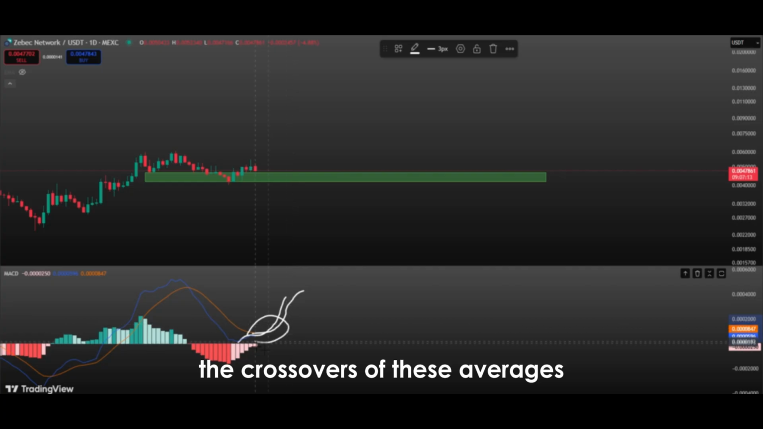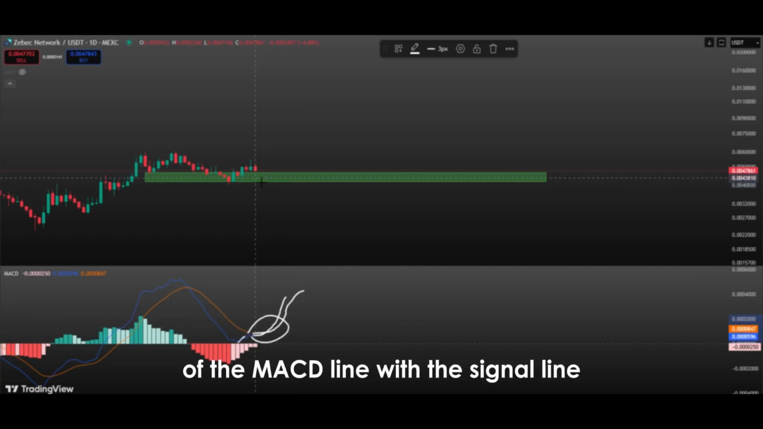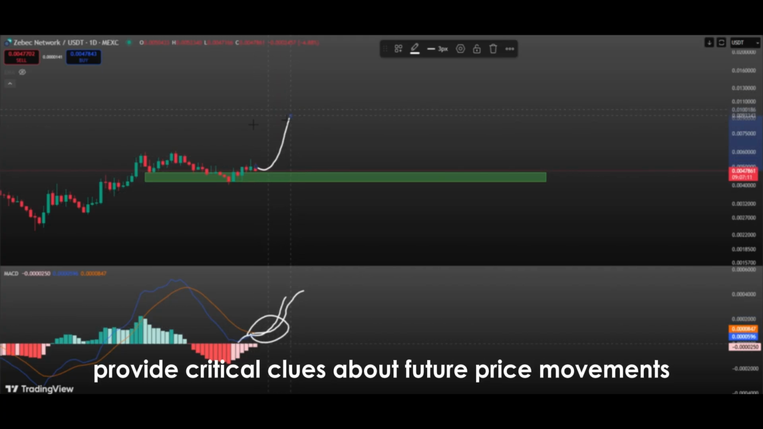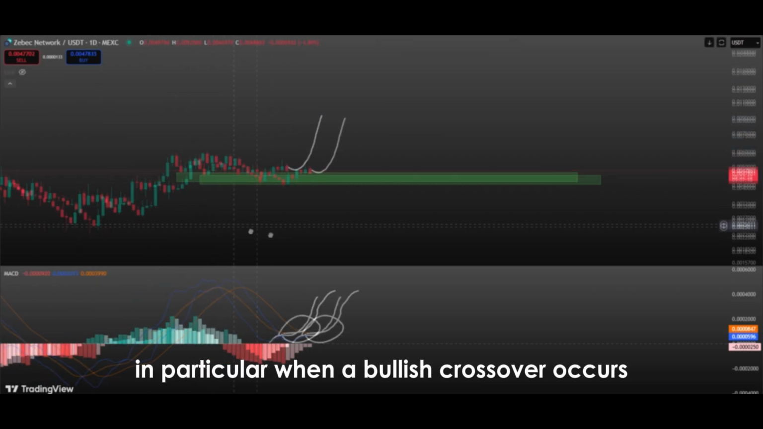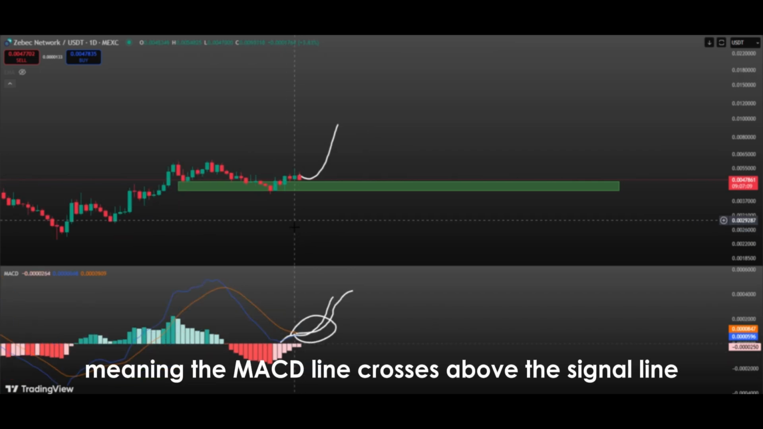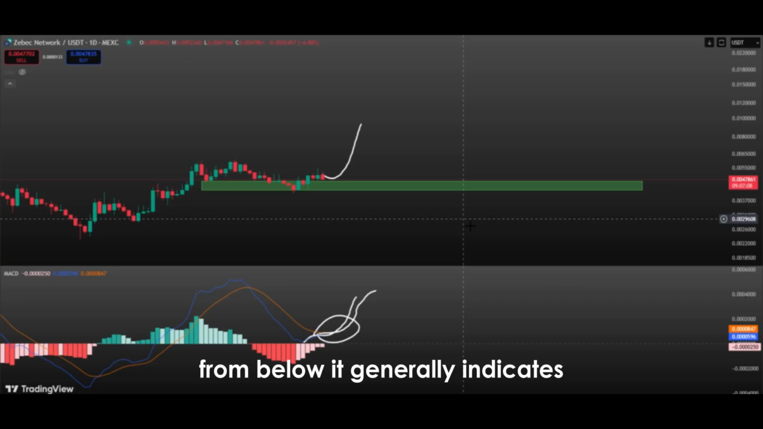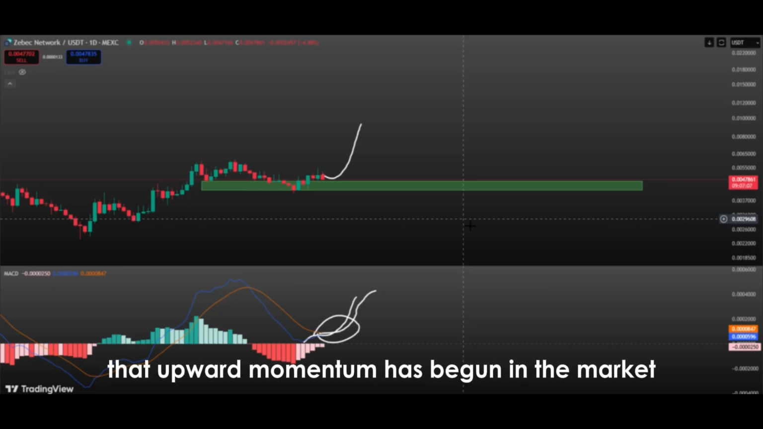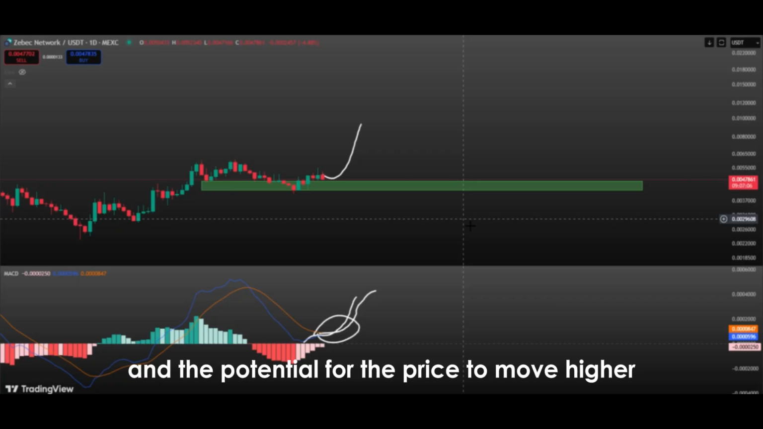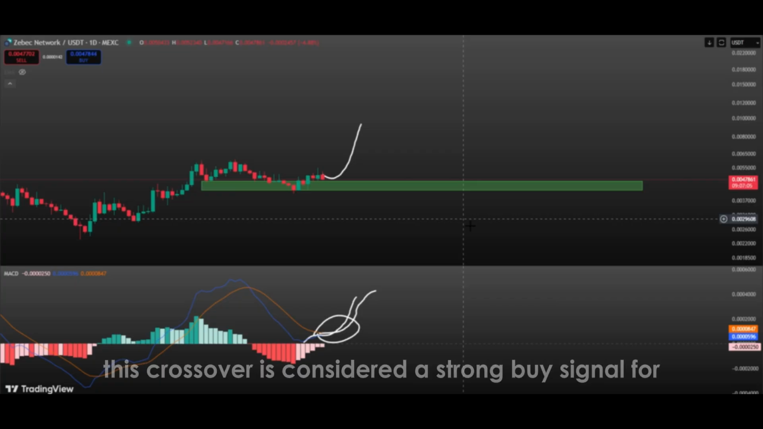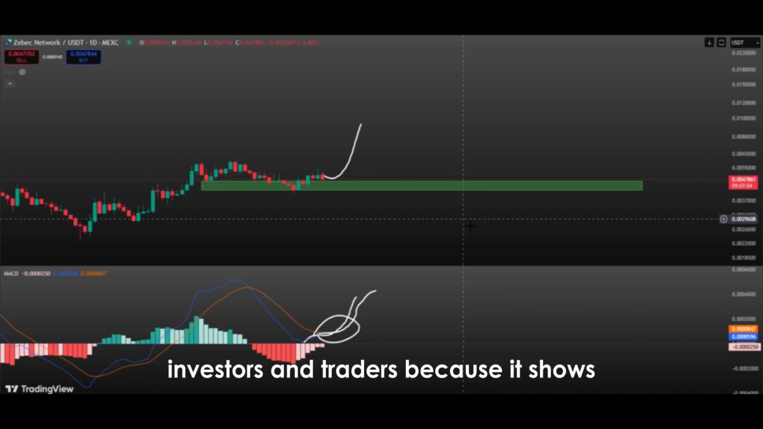The crossovers of these averages and the interaction of the MACD line with the signal line provide critical clues about future price movements. In particular, when a bullish crossover occurs, meaning the MACD line crosses above the signal line from below, it generally indicates that upward momentum has begun in the market and the potential for the price to move higher has increased. This crossover is considered a strong buy signal for investors and traders because it shows that the market's momentum is shifting and upward pressure is strengthening.